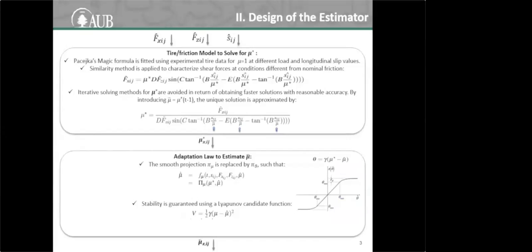Next, an adaptation law for the estimate mu hat is used. It guarantees an unbiased estimate when the tire slip and tire force estimates have converged to their true values. The smooth projection parameter update law is presented in this figure, where the convergence speed of the update rule is dictated by gamma. And by choosing the following Lyapunov function, stability and convergence of the estimation are guaranteed.